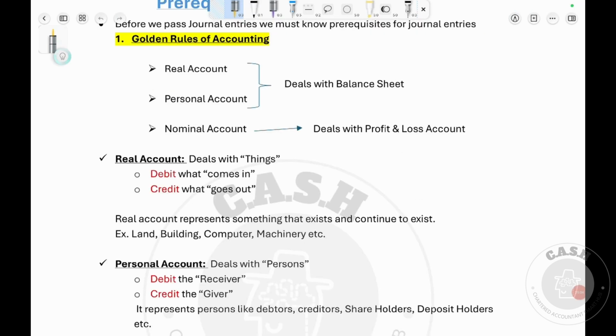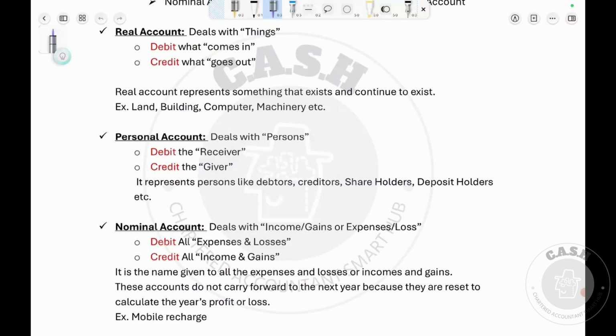So these are the basic golden rules of accounting that all accounting students must know. Since we are preparing accounts from the company's point of view, when the company receives something, then debit it. When the company gives something, credit it. If the person is giving, credit him. If the person is receiving, debit him. If you are making expenses and losses, debit it. If you are earning incomes and gains, credit it.